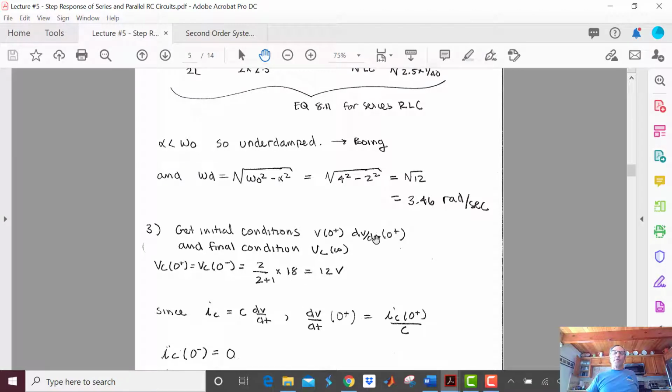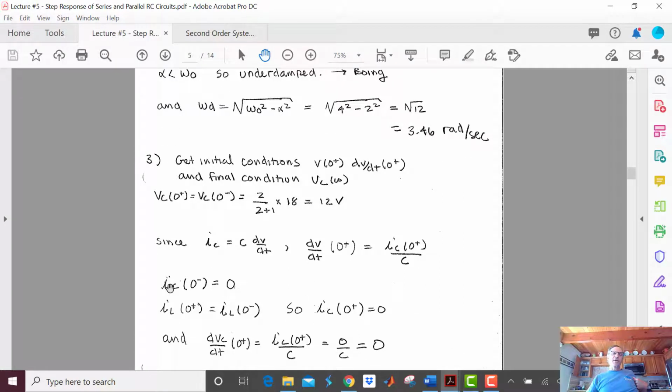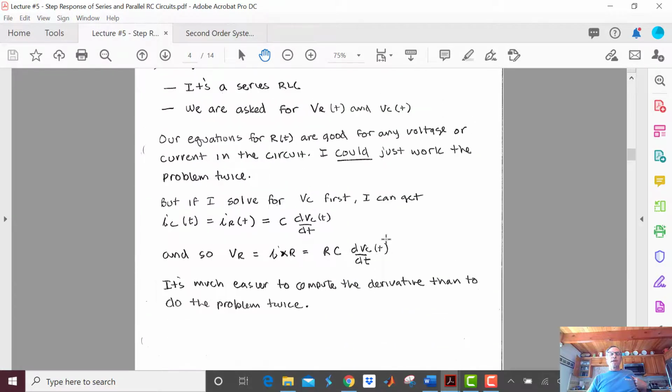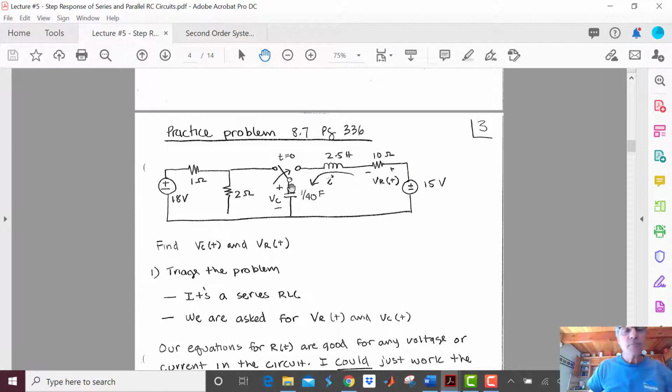And we're immediately going to say that because of our basic equation for the capacitor, what we really need is the current in the capacitor at t equals 0 plus. So it's just going to be IC at 0 plus divided by C. So let's figure out what IC of 0 plus is going to be. And we're going to do it just by looking at the circuit. And I'm going to look at this inductor.